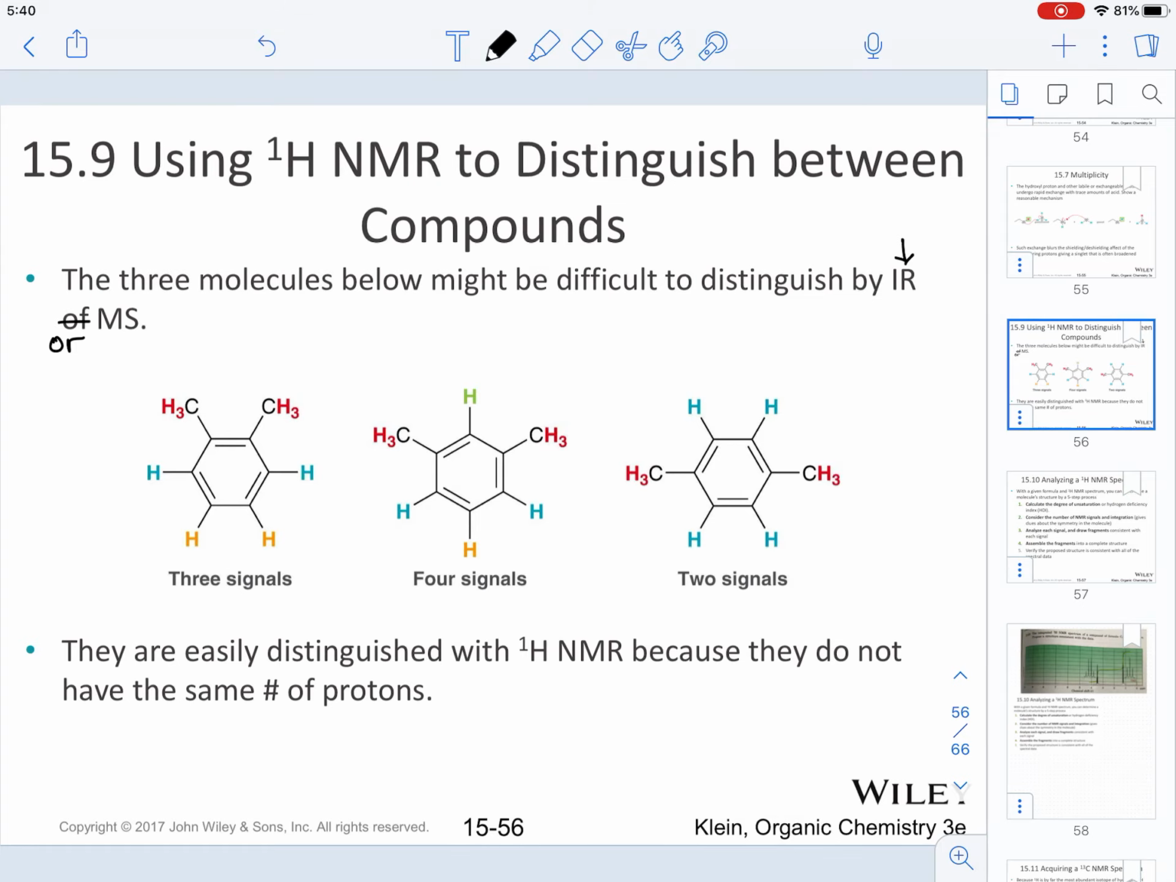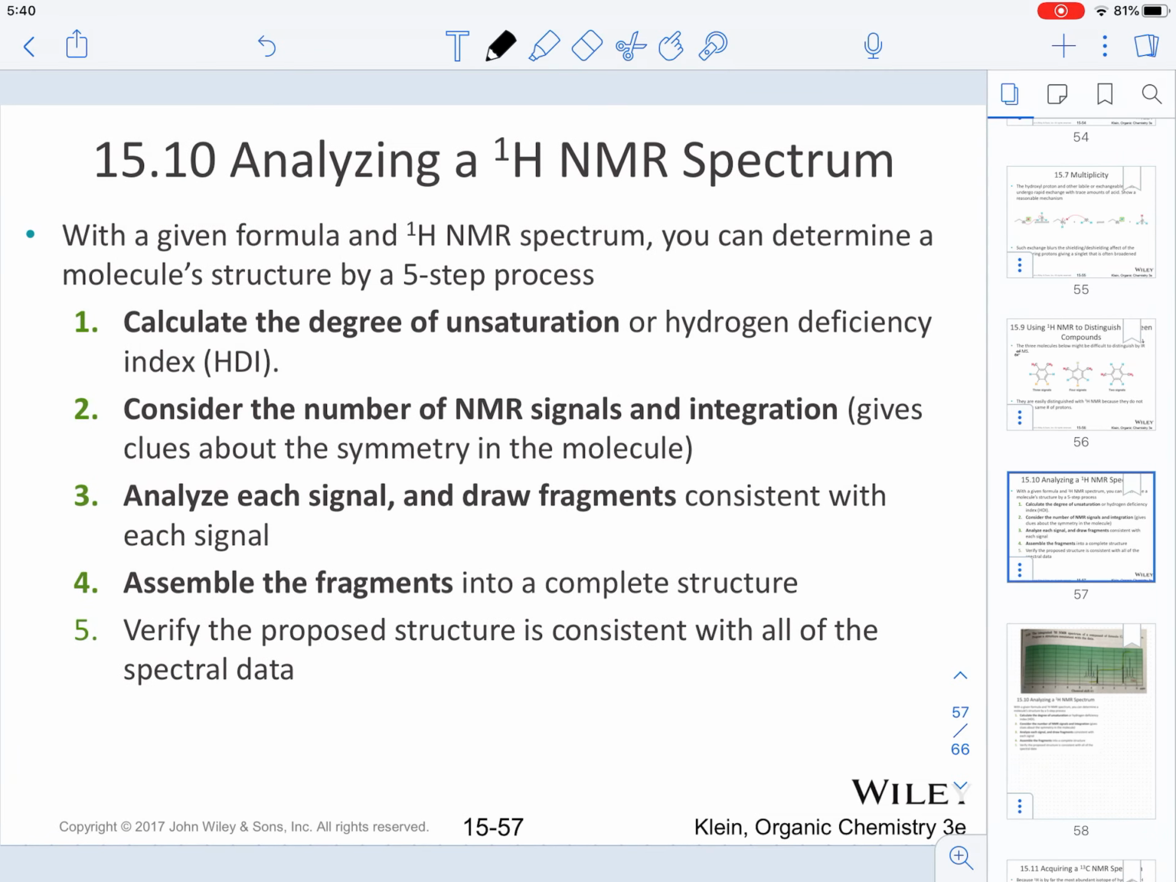Now, understand that if we are analyzing the proton NMR for a molecule, there are several steps that need to be followed in order for you to determine the structure of the molecule. I'm just going to mention the 5 steps and then I'm going to do a sample problem so you guys see them in action. So the first thing that we're going to do is calculate the degree of unsaturation. The degree of unsaturation is also known as the hydrogen deficiency index, or HDI.